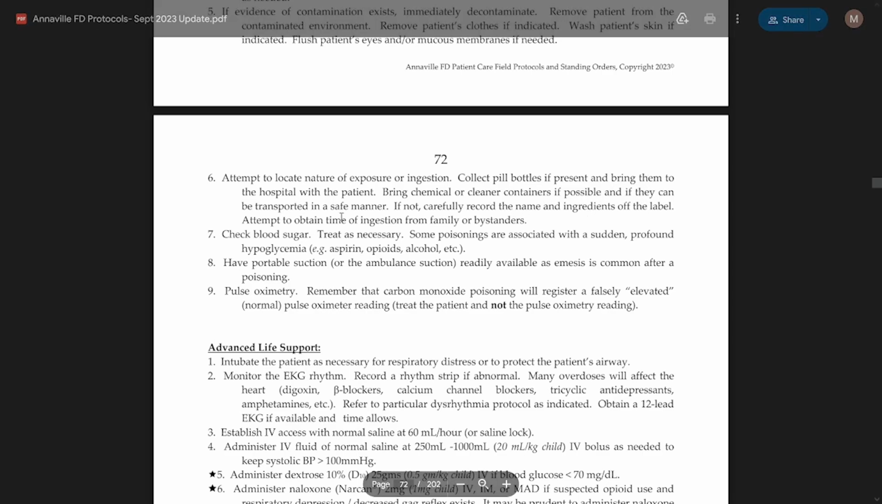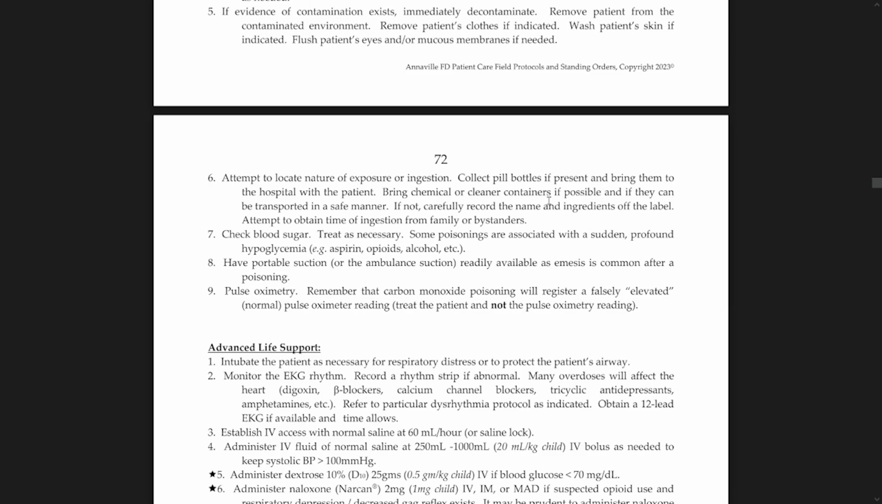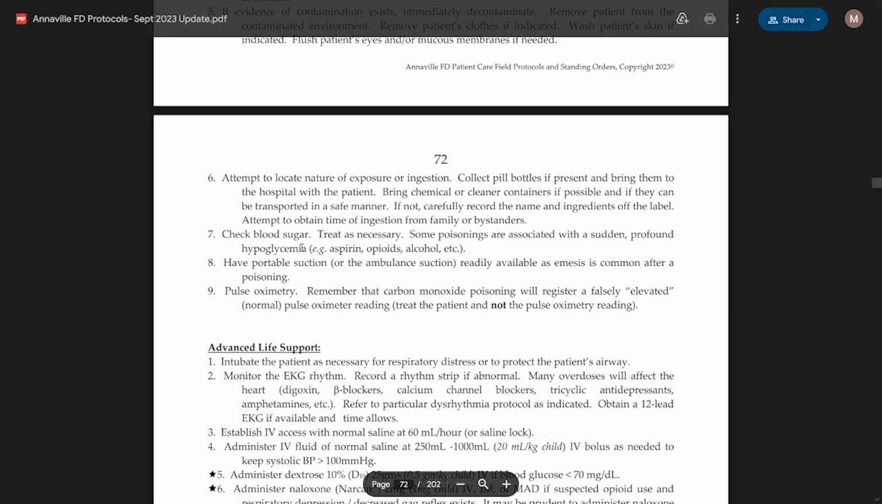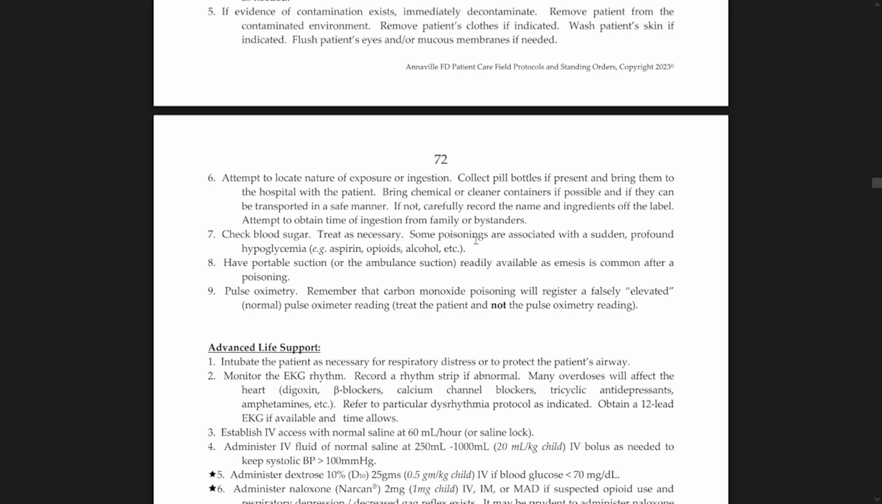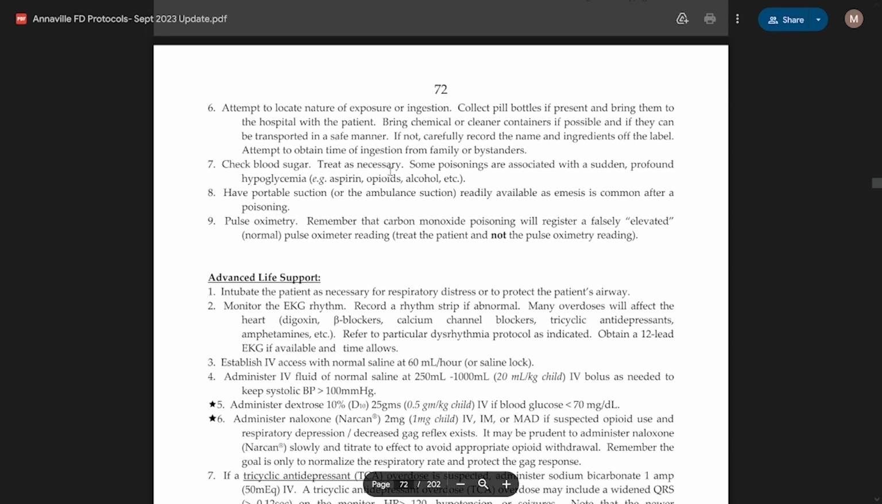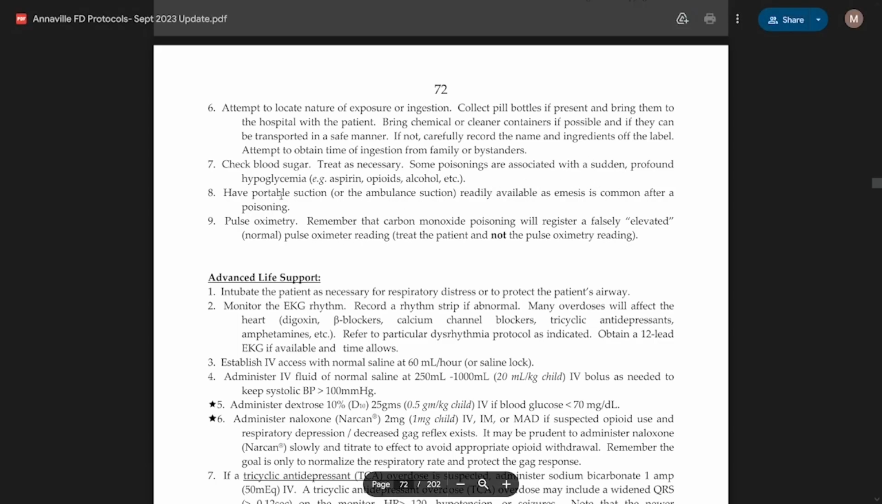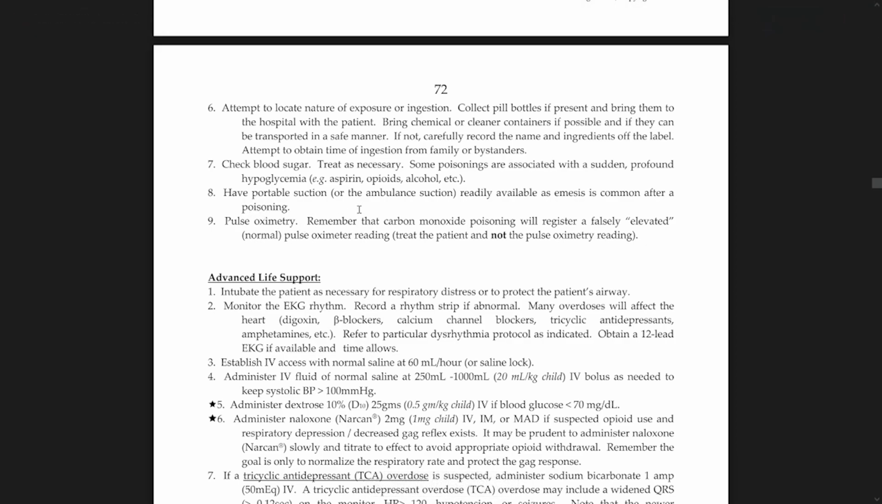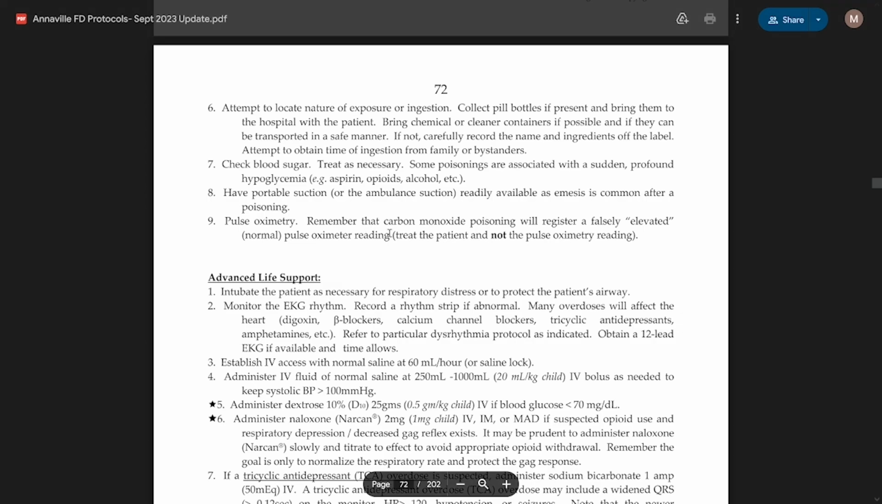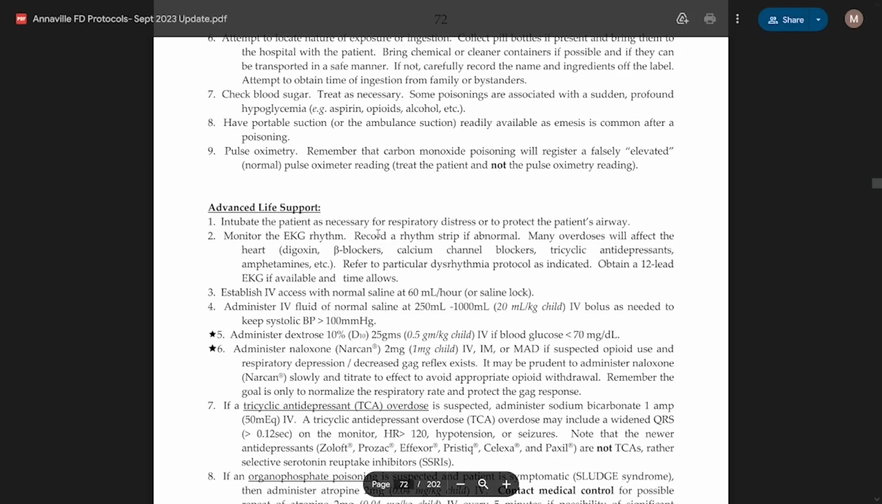Attempt to obtain the time of ingestion from family or bystanders. Check a blood sugar level and treat as necessary. Some poisonings are associated with a sudden profound hypoglycemia, such as aspirin, opioids, and alcohol. Have portable suction readily available, as emesis is common after a poisoning. Watch out for pulse oximetry. Remember that carbon monoxide poisoning will register a falsely elevated pulse ox reading. Treat the patient, not the pulse oximetry reading.